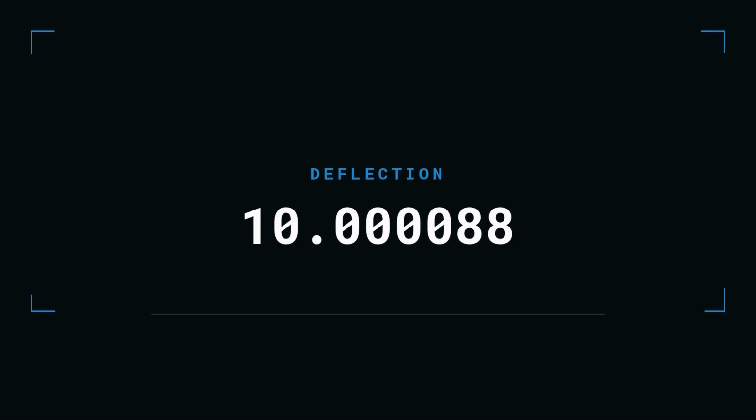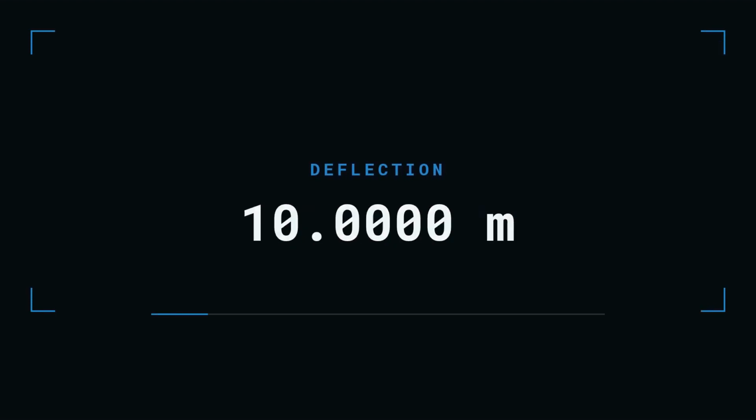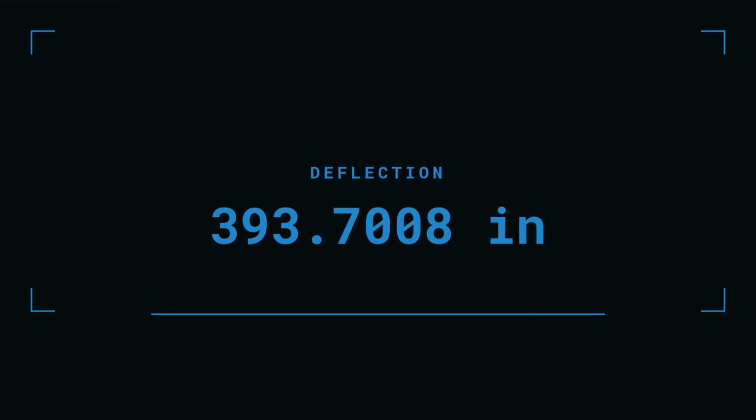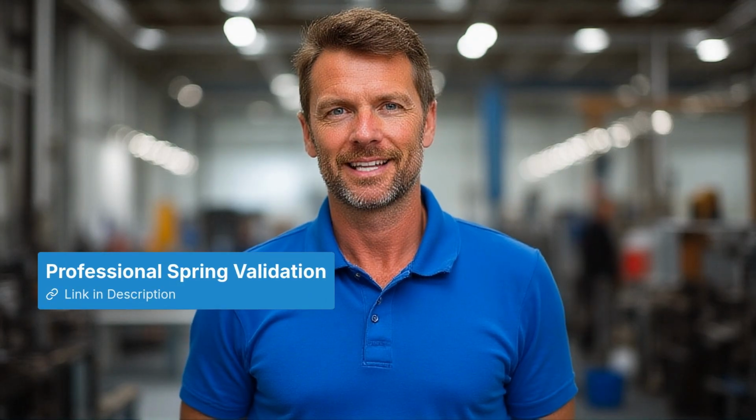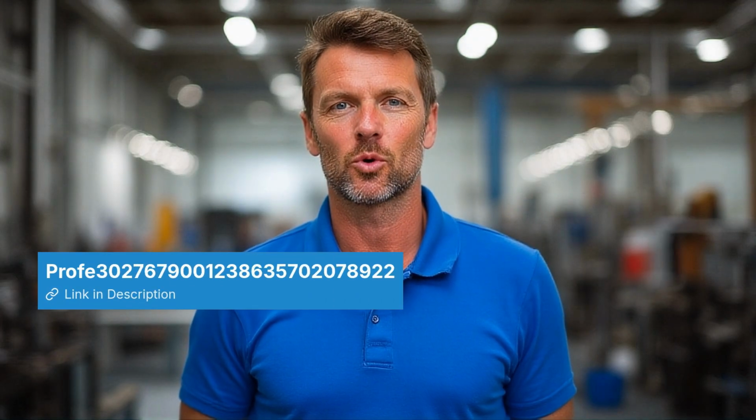The calculator displays our deflection as 10 meters, which converts to 393,708 inches. Notice the force output shows 100 newtons, or 22.48 pounds force. This calculated force is higher than our input because the calculator determines the actual force based on the spring rate and deflection relationship. This tool helps engineers quickly validate spring designs and energy storage requirements.